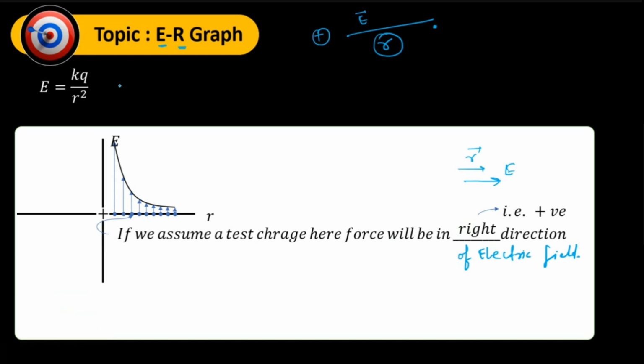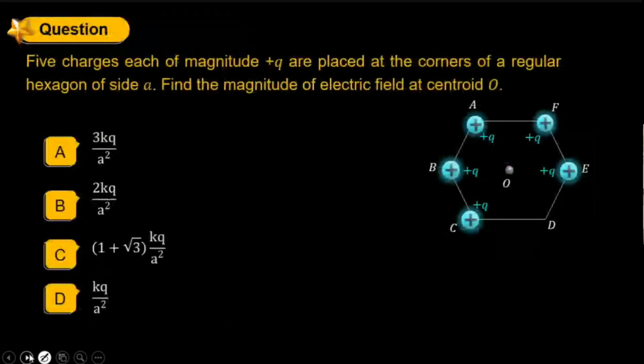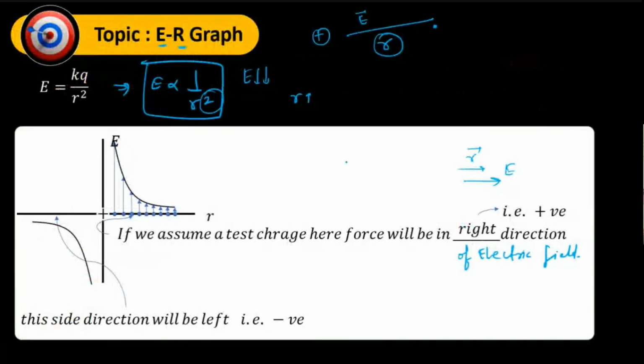You can also see from this that E is inversely proportional to R square. This means if R increases a little, E would decrease very much because of the square factor. And this side direction will be left, so we assume it to be negative. Then the field varies with R in this way. It is supposed to be going like that.